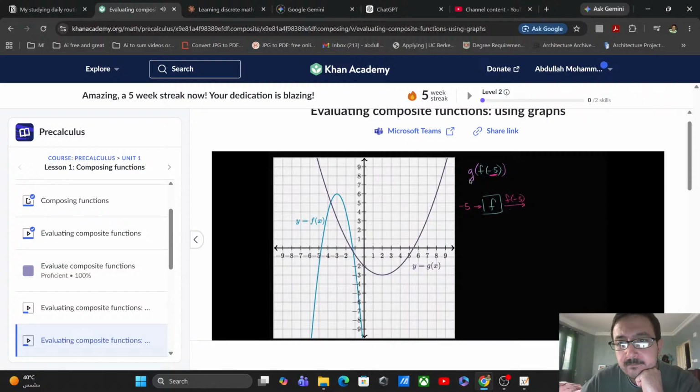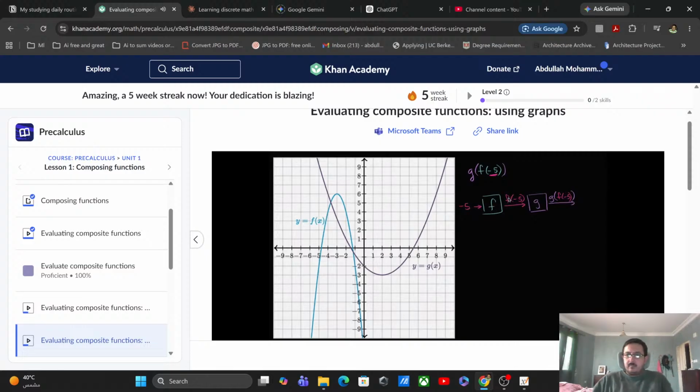And then that's going to be the input into the function g. And then the output is going to be g of f of negative 5. Let's just do it step by step. So the first thing we want to figure out is, what is the function f when x is equal to negative 5?